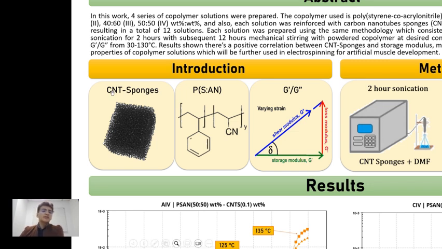Carbon nanotube sponges possess interesting mechanical properties because they have a super high strength to weight ratio and are also pretty good conductors of thermal and electrical energy. Some of these properties can be transmitted when merged with another material. In this work, we use carbon nanotube sponges as a reinforcement phase for the polystyrene-co-acrylonitrile copolymer.